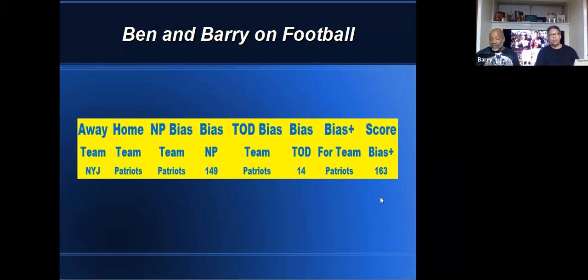New York Jets are going up to visit with the Patriots. Now, the Patriots have a pretty healthy situation in terms of net points, 149 net point bias in their favor, and a 14 turnover differential bias in the Patriots' favor, giving them a bias plus score of 163. That's pretty strong. And the Patriots need to win. They've already clinched the division.